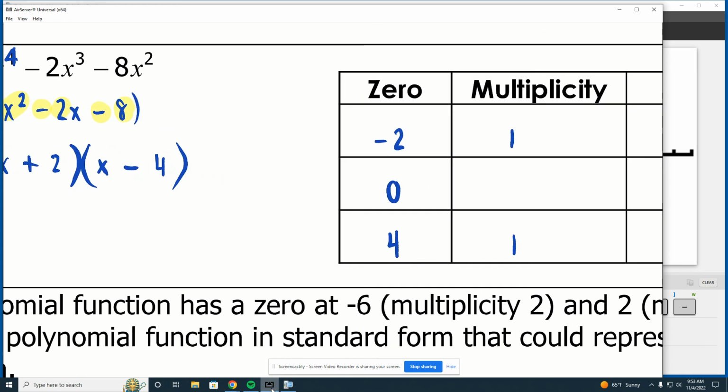Well, if negative 2 is one of them, and 4 is one of them, and we said 0 had to be even, what even number adds up to equal 4? So we know it was a multiplicity of 2. Now let me show you something.